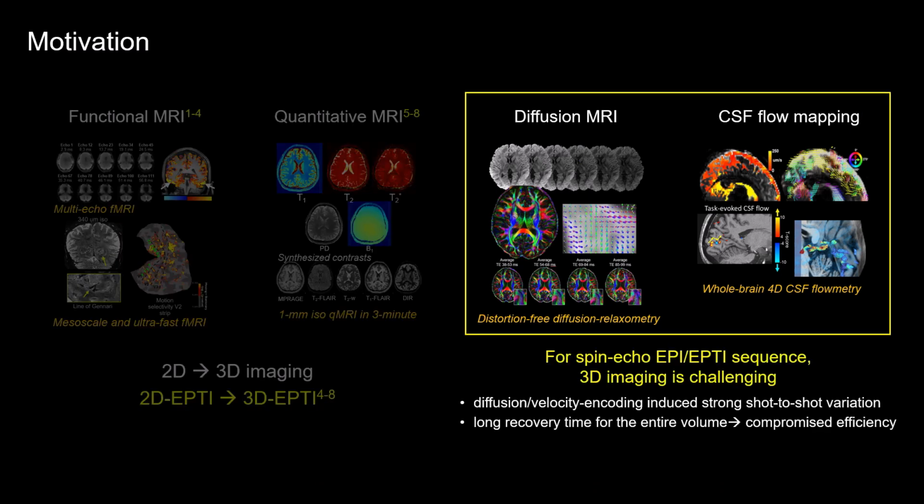However, for some applications relying on spin-echo EPI sequences, 3D imaging is not that straightforward, because diffusion and velocity encoding that are commonly used in this sequence could introduce strong shot-to-shot phase variation that's more challenging to correct in 3D compared to 2D. And it requires long recovery time for the entire volume after the refocusing pulse, compromising the acquisition efficiency of 3D.